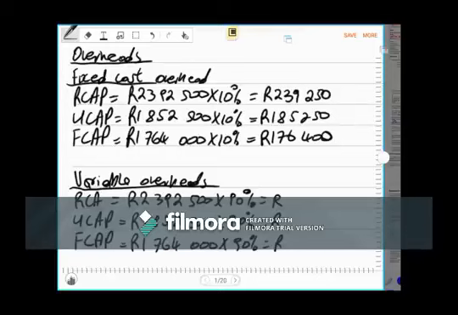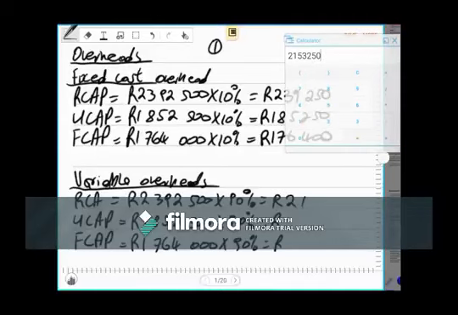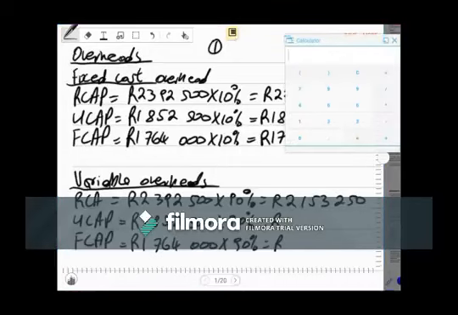Now this can be called working one, or working for. In fact, there's only one example or question that I will be responding to. So this will be 2,392,500. Times this by 90%, and I get 2,153,250. Next one will be 1,852,500. Times this by 90%.